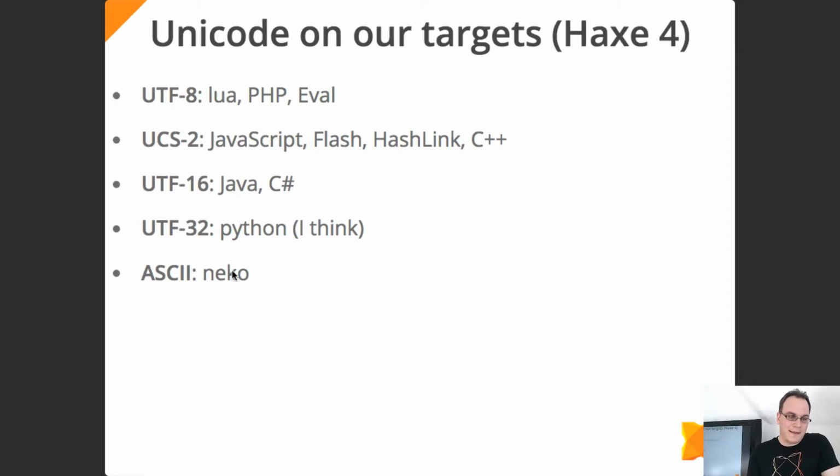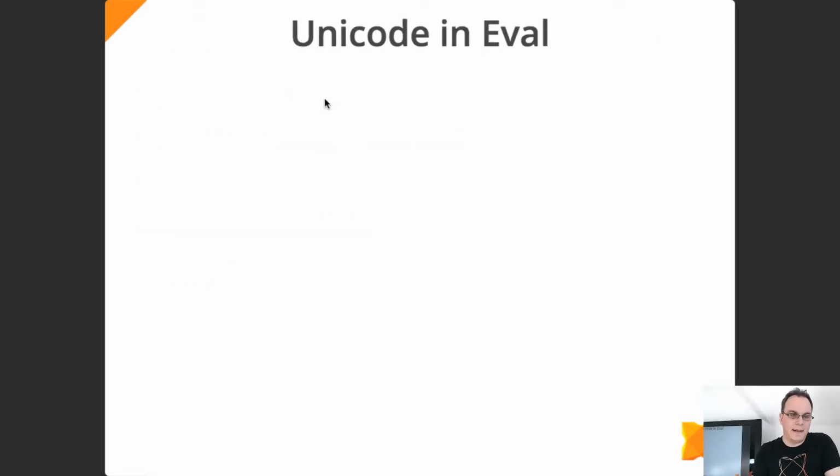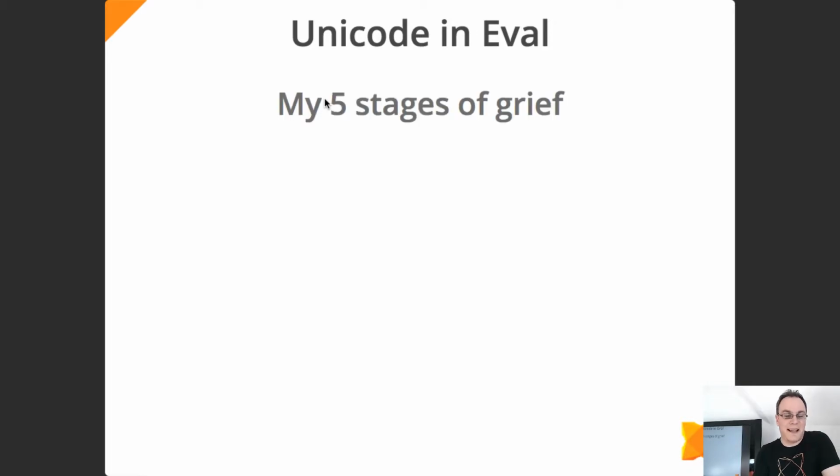So, of course, this means that some people had to do more work than others. Lua had to do a lot of work. PHP had to do a lot of work. Hashlink had to do a lot of work, and C++ had to do a lot of work. And then there's, of course, my new macro interpreter, eval. And yes, there was a bit of work. So let's talk about that. Unicode in eval, or as I like to call it, my 5 stages of grief.